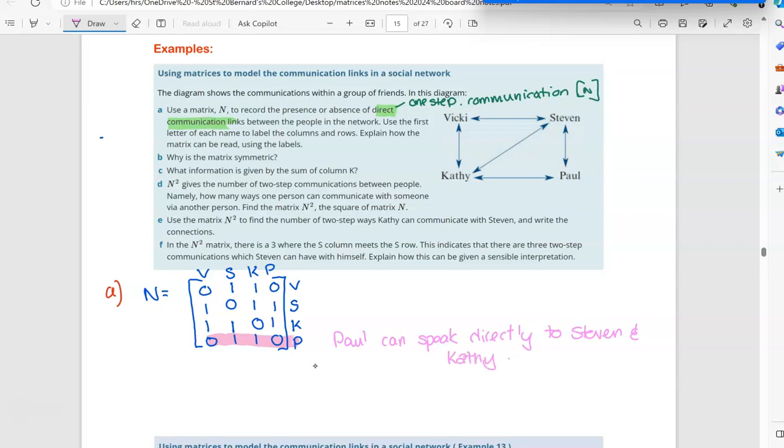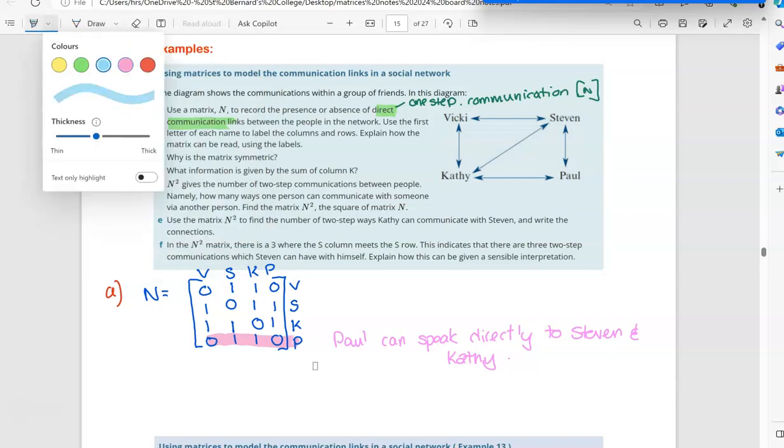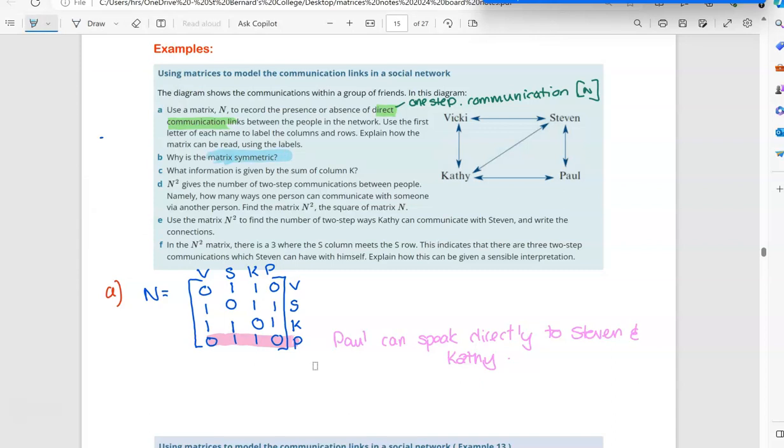Okay. Why is the matrix symmetric? So what do we mean by symmetric? Remember, symmetric is if you put a line down there and thought of it as a mirror, does it produce the same on each side? Say you're looking in the mirror. Does it look the same on each side? It does. Why do you reckon it's symmetric? If I can talk directly to Sebastian, the arrow shows he can talk directly back to me, isn't it? That is why, because if it can go one way, it can come back the other way.